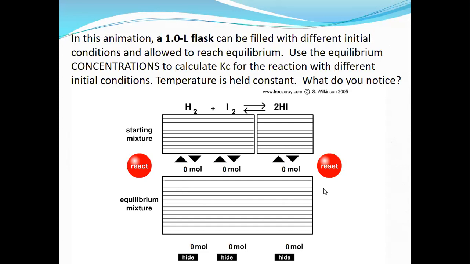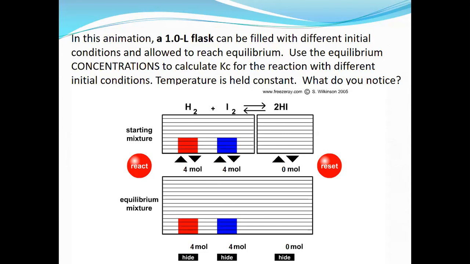All right, so I'm going to set the first experiment. So if you want to call this experiment 1, I'm just picking numbers randomly. I'm putting 4 moles of hydrogen. Now remember, the volume was 1 liter. So that means the concentration of hydrogen is now 4.0 molarity. The iodine, let's put in 4 moles also. So the iodine is also 4.0 molarity.